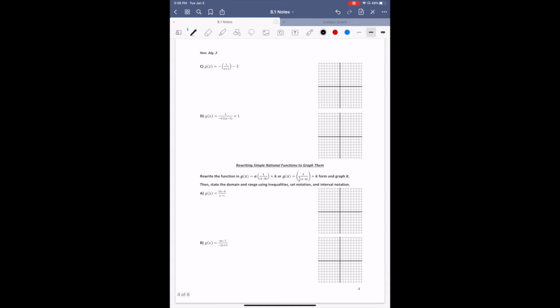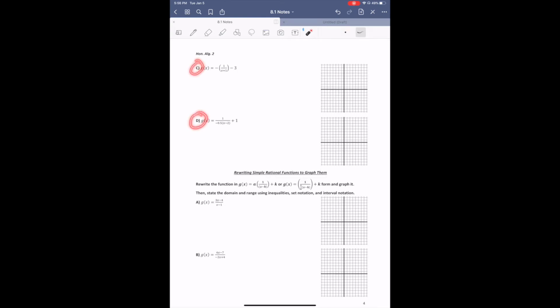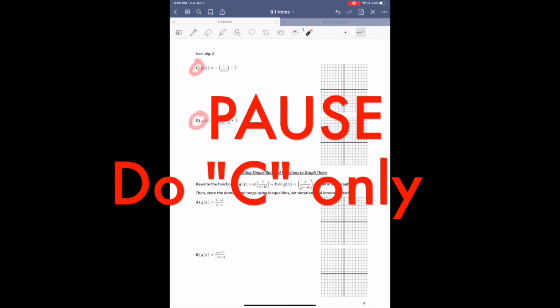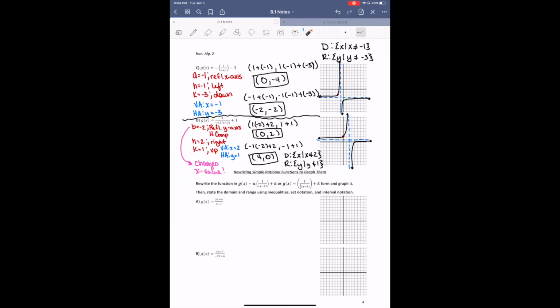All right, now hit the pause button. Go ahead and try C and D. All right, those should have been pretty simple because they were already written in what we would call standard form of a rational function. However, if it's not written in this form, then we have to rewrite it in order to be able to graph it.